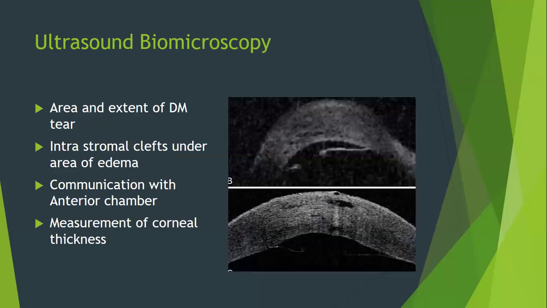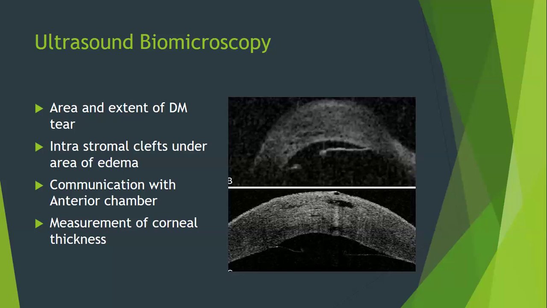Now, first is we should use ultrasound biomicroscopy. This is very important because all these technologies are there to help us. They will be able to tell you the area and extent of Descemet's membrane tear. You can see here intrastromal clefts under the area of edema. If there is any communication with the anterior chamber, you can actually see that. You can also measure corneal thickness, because when you do repeated biomicroscopy, you can tell the patient how it is improving. So one option is ultrasound.